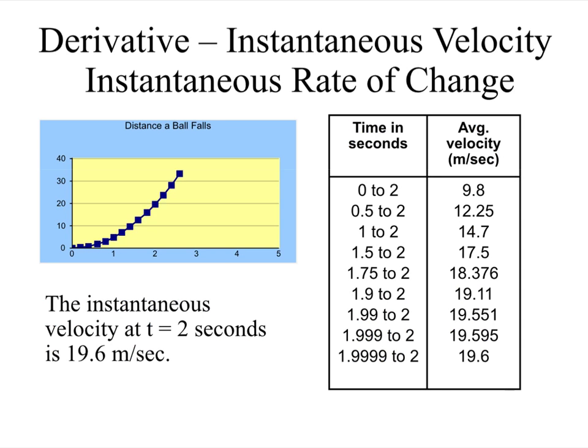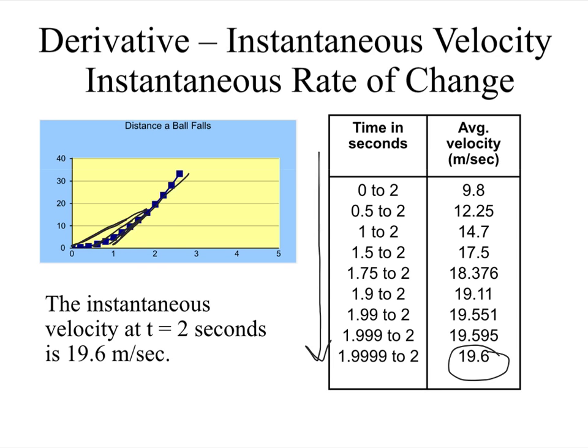The next gives us a feel for what that means in terms of a table. If we look at the table, we see that as we get closer to 2 and calculate the average rate of change between the 2 points, 0 and 2, 0.5 and 2, all the way up to 1.9999 and 2, think about that as being the secant lines getting closer together, the points getting closer together, so that you get the slope of that tangent line, which here would be 19.6 meters per second. So it gets across the idea that it's an instantaneous velocity and an instantaneous rate of change.